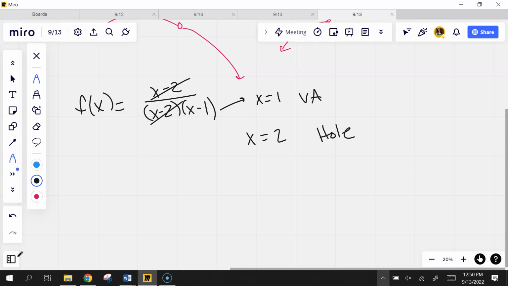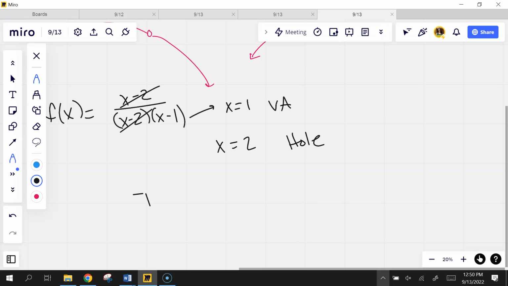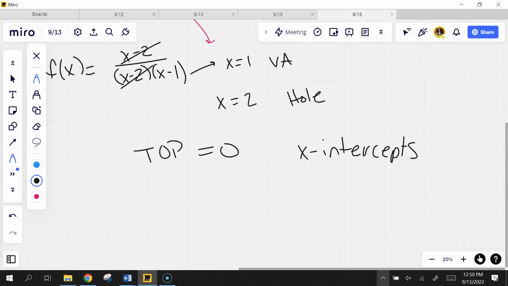Okay, when I have a rational function, I'm talking about a fraction, yes? A couple of things about it. When the top equals 0, those are my X-intercepts. That's where it crosses the X-axis. I set the top equal to 0, and I solve. If you have factors that cancel out of the top and the bottom, they create holes.